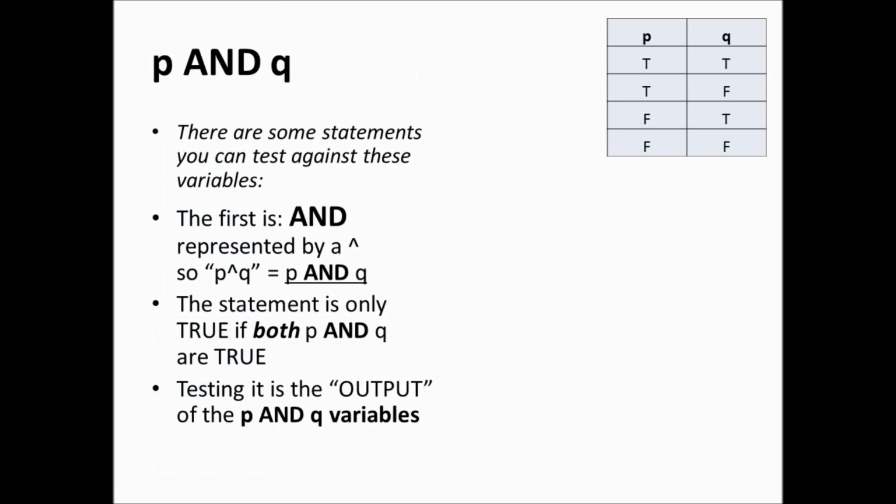P and Q. There are some statements you can test against these variables. The first is AND. Sometimes it's represented by what's called a little cuppy, an upside down V. Just remember that. Haven't seen it in the exam, but if you're looking at notes, etc., you might see that. P and Q. The statement is only true if both P and Q are true. For AND, both have to be true. Testing it is the output of the P and Q variables.